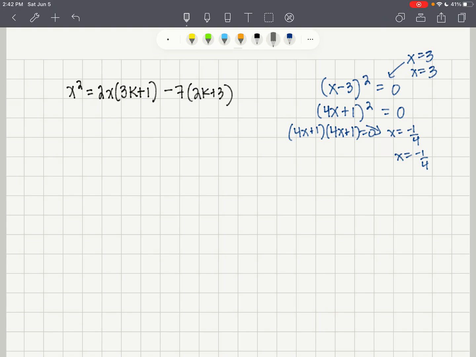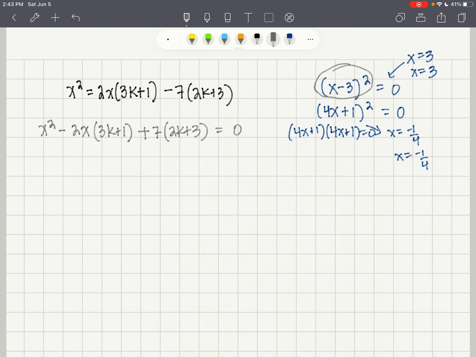So what do we do to get this? Well, this is called completing the square. So we want a perfect square trinomial. I'm going to move everything over to the left-hand side of the equation. So I'm going to subtract 2x times the quantity 3k + 1, and I'm going to add 7 times the quantity 2k + 3, and then set it equal to 0.